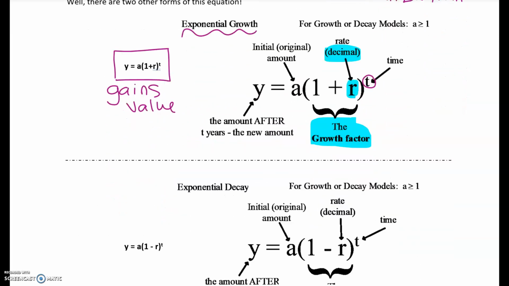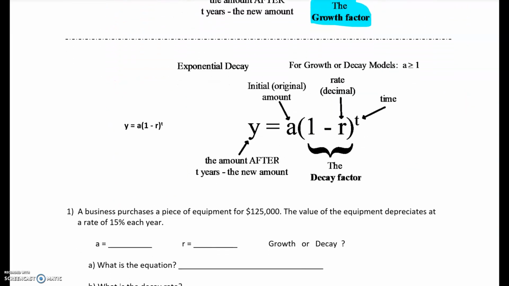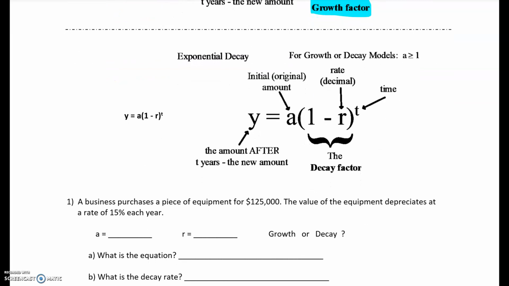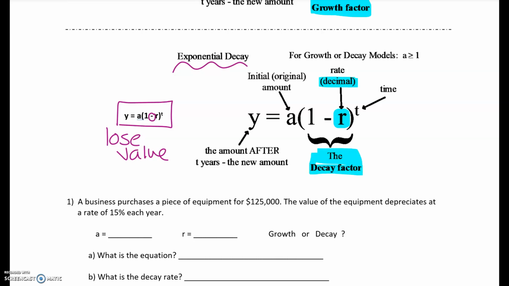The other one is going to be exponential decay. It's very similar, except that this one has a minus sign after the 1. So this is going to be things that lose value. They're depreciating, so it's going to be an exponential decay. Again, we have our A, which is our initial amount, our R, which is going to be a decimal, our rate, and then that whole piece inside the parentheses is the decay factor. T is still our time.